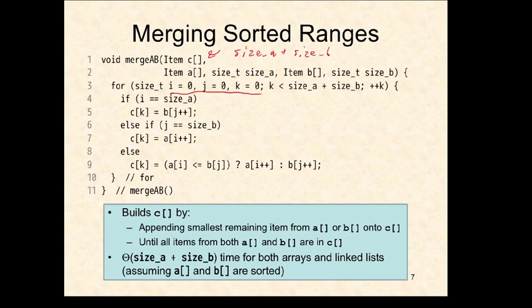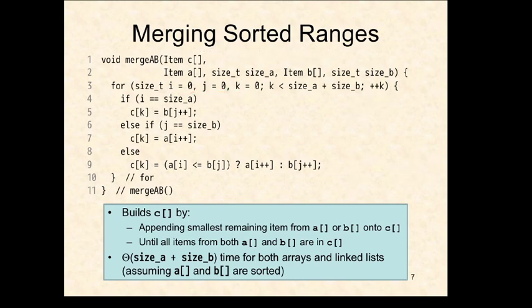So here we've got i is equal to 0. i is going to be our index into the array A, our subscript into that. When we've got the array B sub j, j is going to be our subscript into there, and C is going to be subscripted by k. k is going to be our index into the sorted region. So we've got an index i into A, j is our index into B, and k is our index into C.